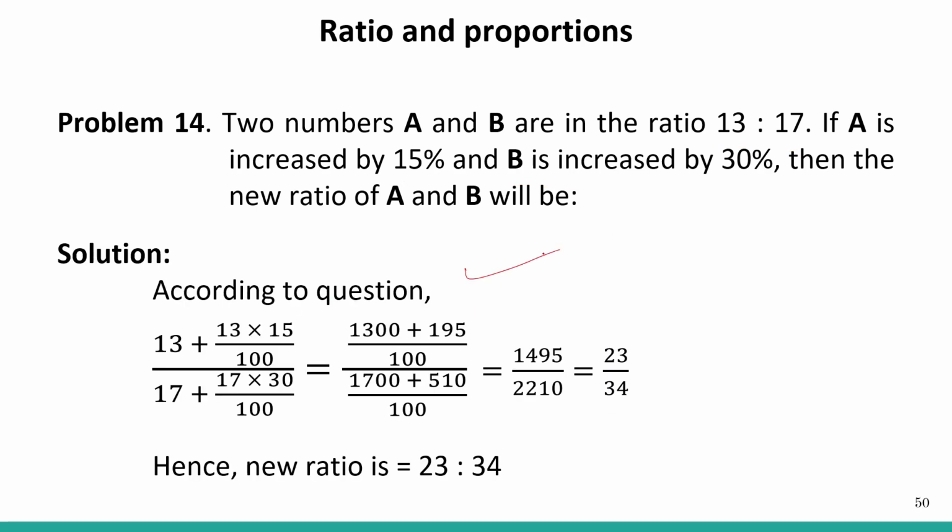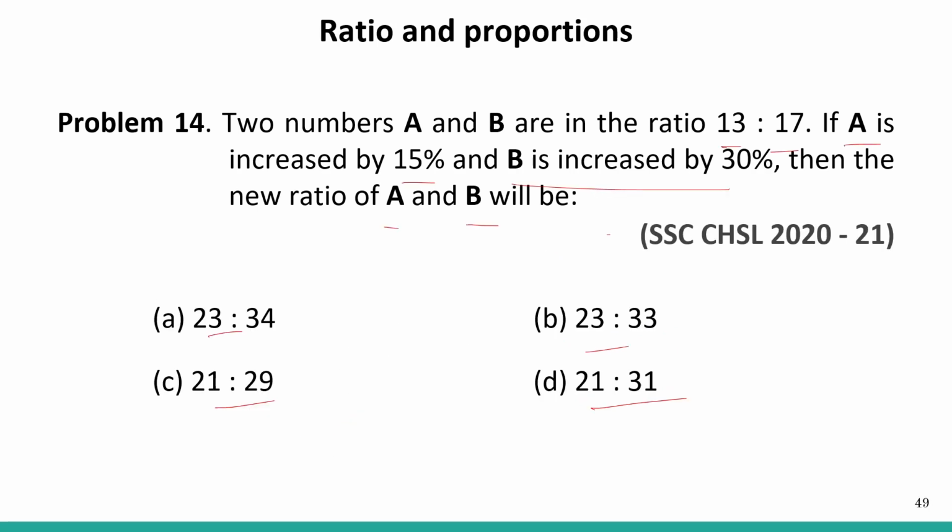According to the question, the A to B ratio is 13:17, and A is increased by 15%, so 13 plus 13 into 15 by 100, whole by 17 plus 17 into 30 by 100, is equal to 1300 plus 195 by 100, whole by 1700 plus 510 by 100. That is equal to 23 by 34. So the new ratio is 23 is to 34. So this is the correct answer.